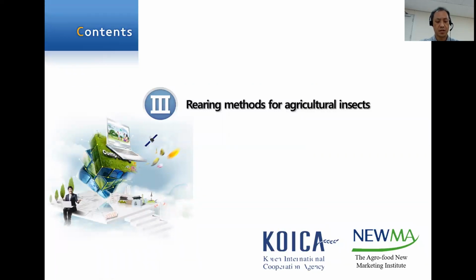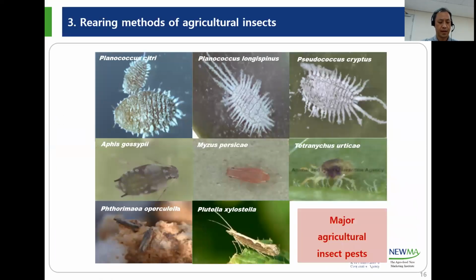Now I'm going to discuss a rearing method for agricultural insects. Major agricultural insects are Planococcus citri, Planococcus longicornis, Pseudococcus comstocki, Aphis gossypii, Myzus persicae, Tetranychus urticae, and so on. But I'm going to introduce the rearing method for a few of them.